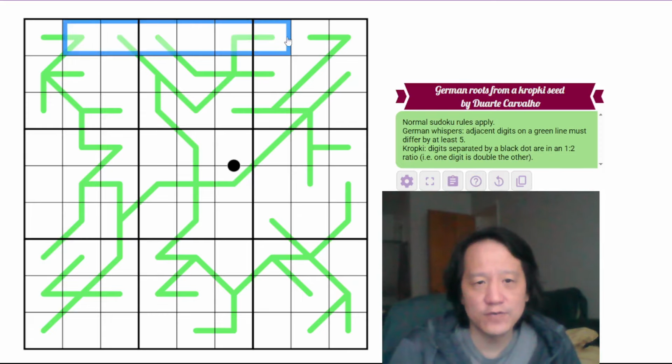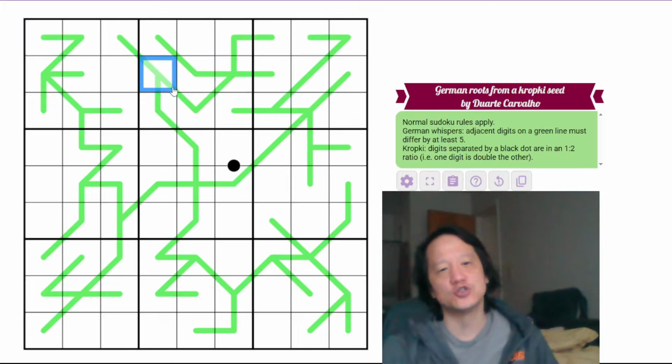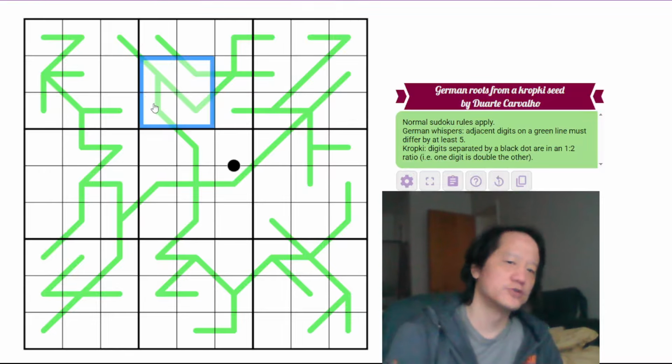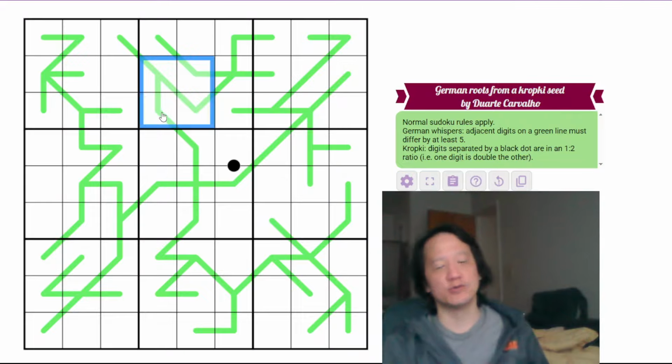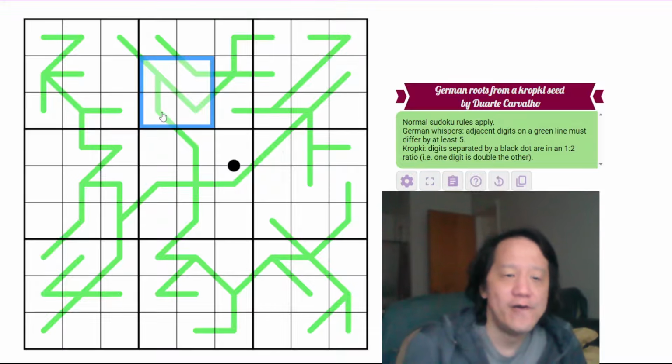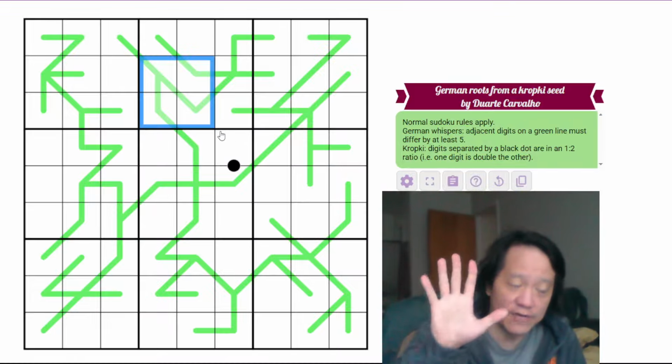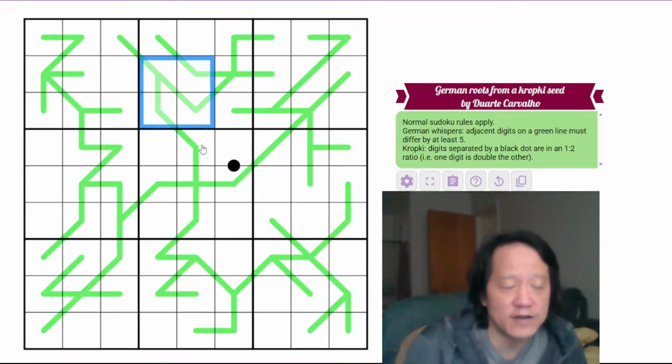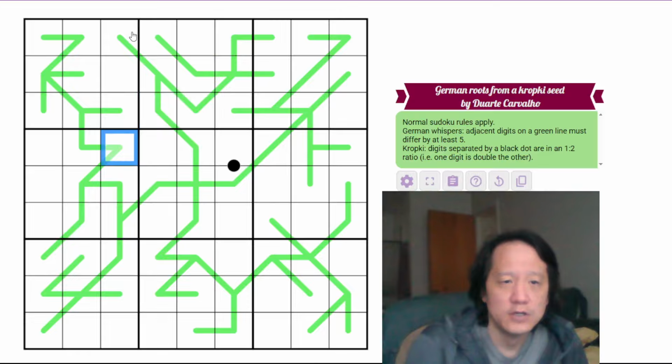Okay, first things first, especially with a puzzle which has so many cells with German whisper lines on them: what is the digit that cannot be on a German whisper line? The answer to that is 5. Because if you subtract 5 or more from 5, you get 0 or less, which is not a normal Sudoku digit. And if you add 5 or more to 5, you get 10 or more, which is not a digit.